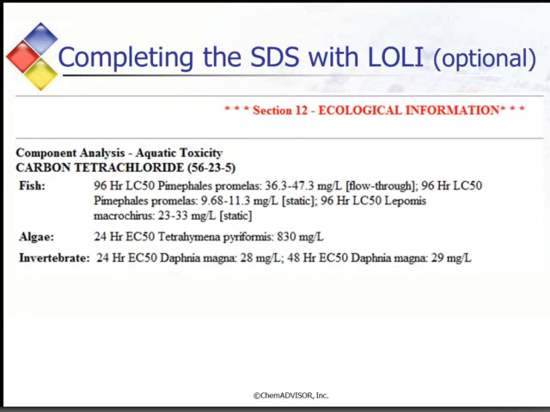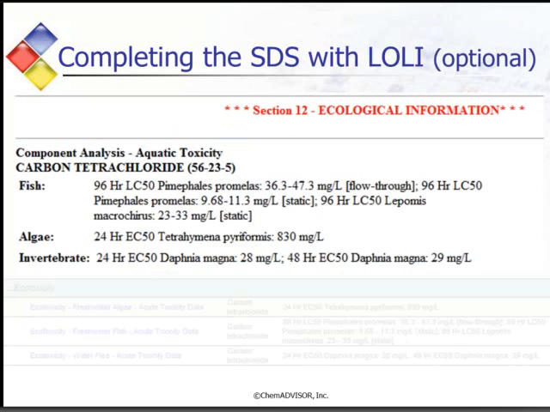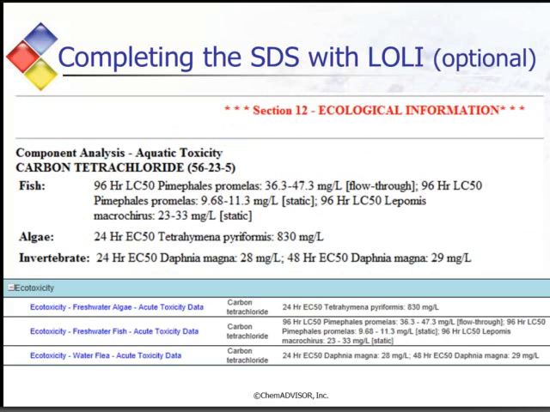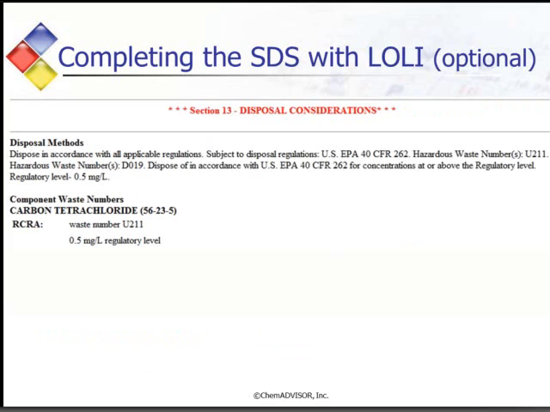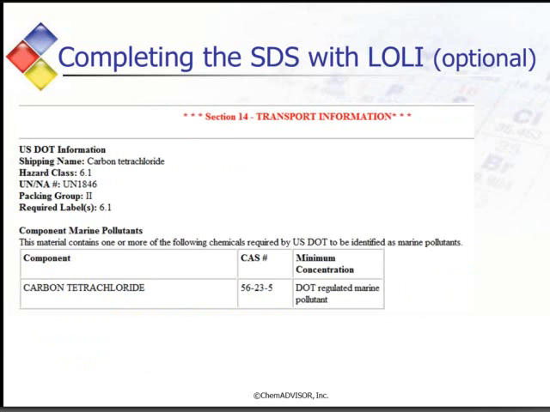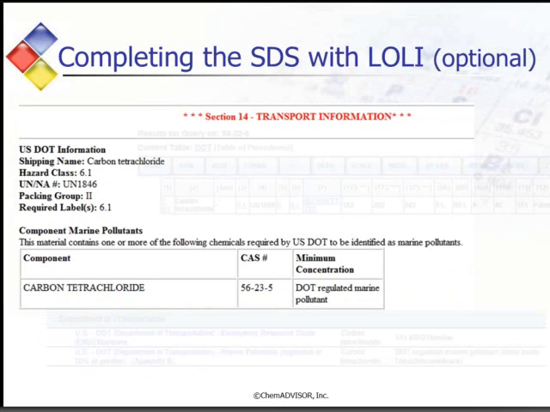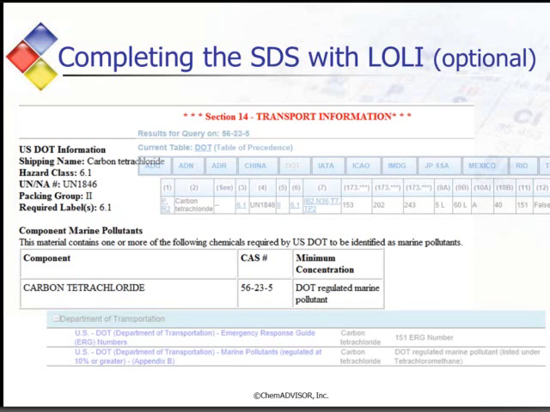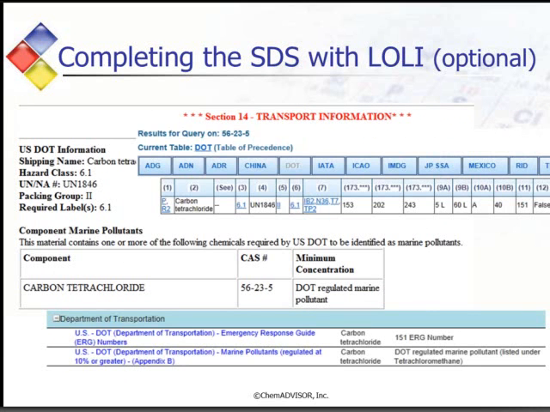Section 12 is optional for the OSHA SDS. If you choose to include Section 12, we have Ecotoxicity lists providing endpoints that would be appropriate for inclusion. Section 13, again, optional according to OSHA. Disposal methods, we also have the RCRA details. Section 14 is transportation information, again optional according to OSHA. We have the DOT classification, as well as, again, the emergency response guide number.